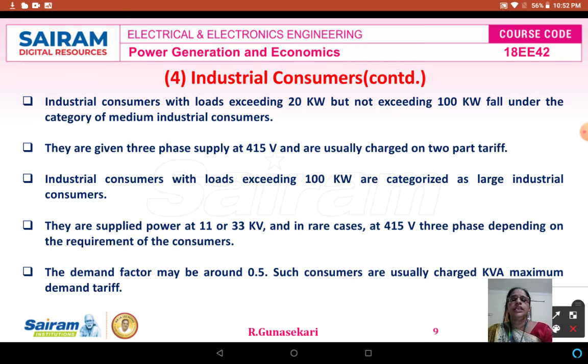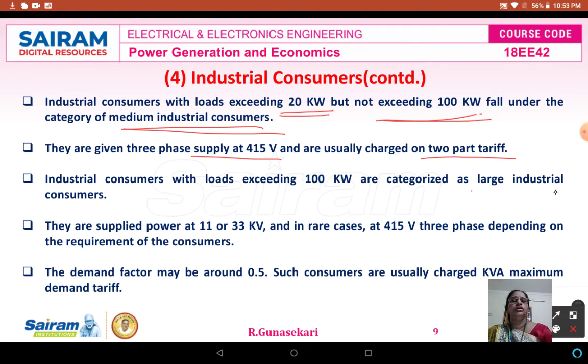The industrial consumers whose load exceeds 20 kilowatt but does not exceed 100 kilowatt come under the category of medium industrial consumers. Small industrial consumer: load not exceeding 20 kilowatt. Medium industrial consumer: load not exceeding 100 kilowatt. The medium consumers all use three-phase power supply only, and a two-part tariff is applicable for medium industrial consumers.